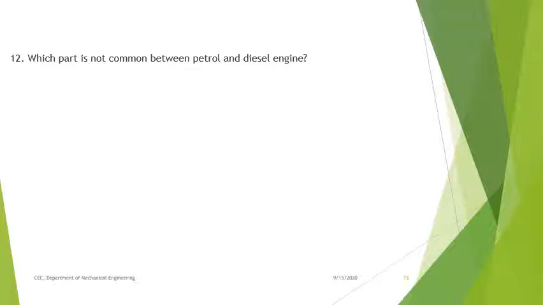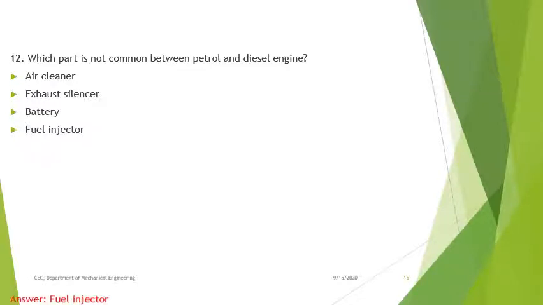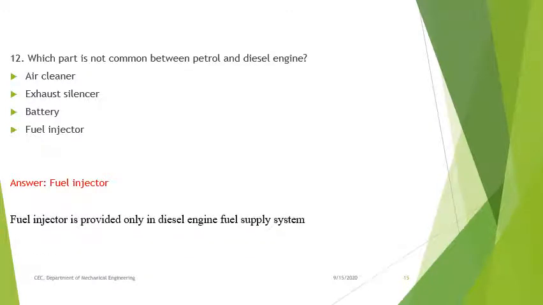Which part is not common between petrol and diesel engine? Air cleaner, exhaust silencer, battery, fuel injector. Answer for this one is fuel injector. Fuel injector is provided only in diesel engine fuel supply system. Except fuel injector, all other three options are common in both petrol engine and diesel engine. The correct answer for this one is fuel injector.